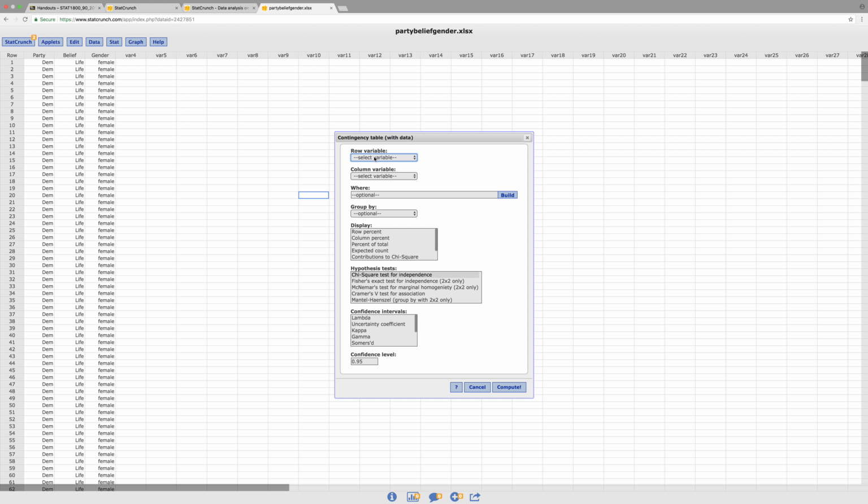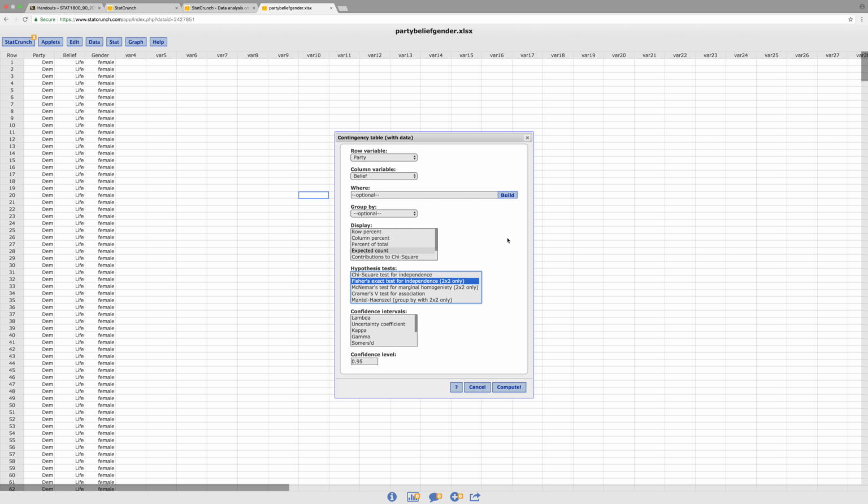So I go with data. My row, I'm going to do party. In my column, I'm going to do belief. All right. I want the expected cell count, and I want to do a Fisher's exact test for independence, because what I have is what's called a 2 by 2 table.